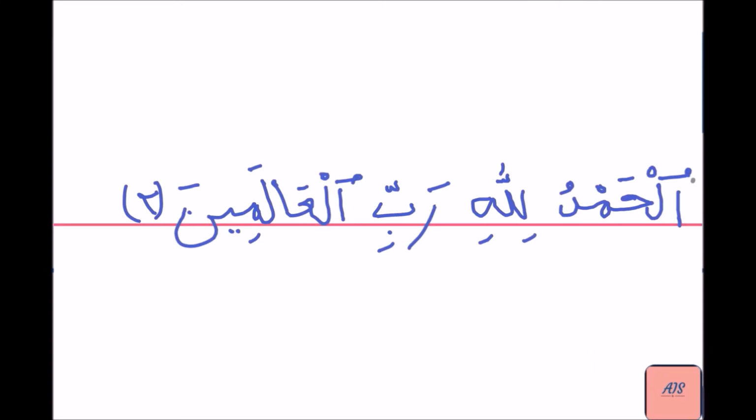The alif lam in the word alhamdu is the alif lam al-jinsiyatu li-istighraq al-jins. And that is why the word alhamdu is being translated as every praise or all praise. And so the meaning of the whole verse is every praise is due to Allah, the Lord of the universe.